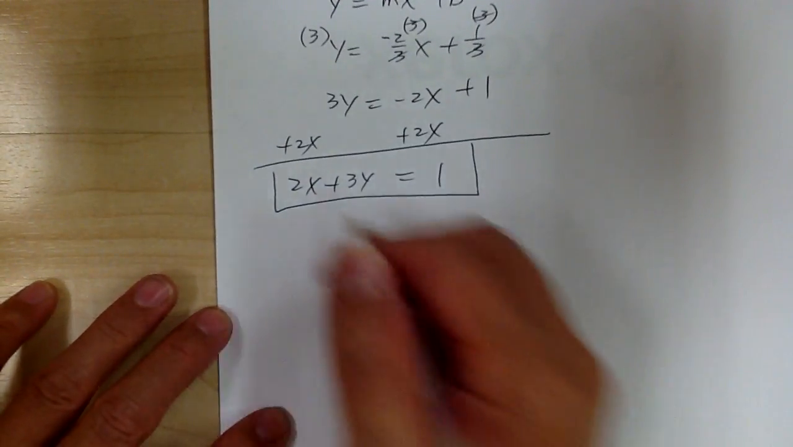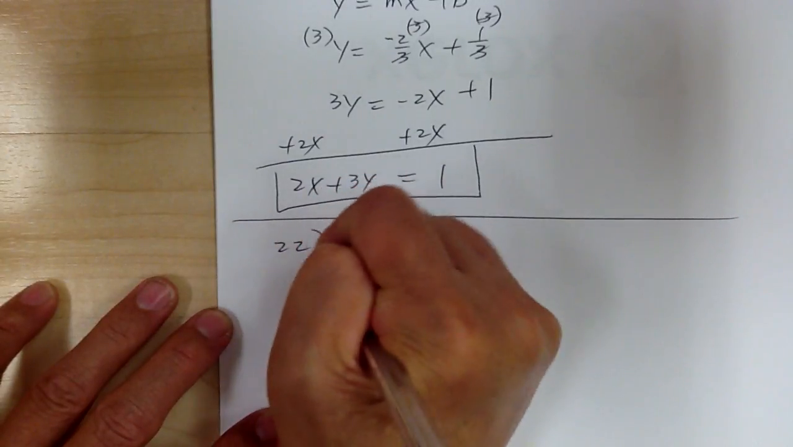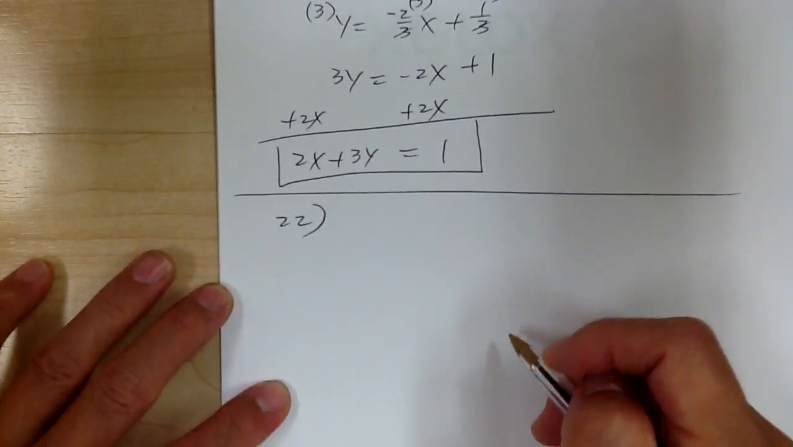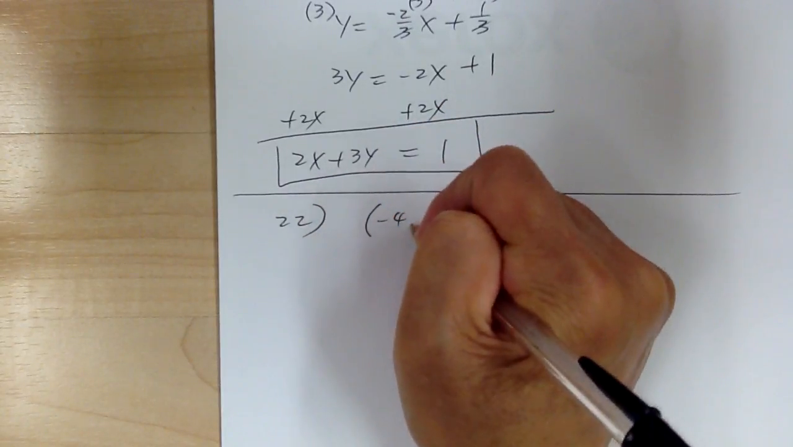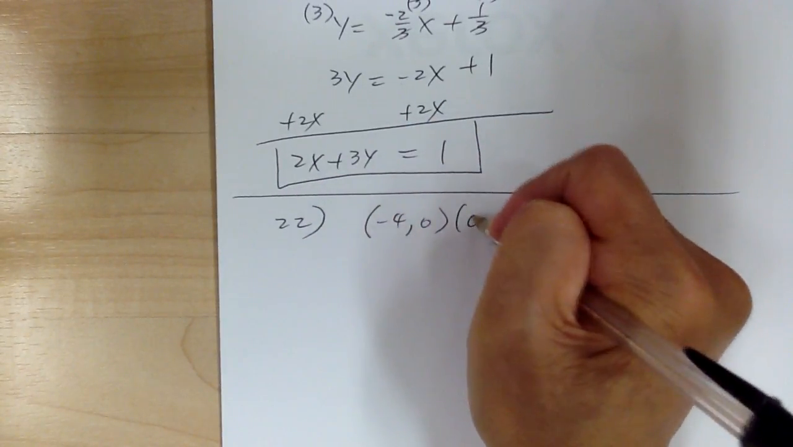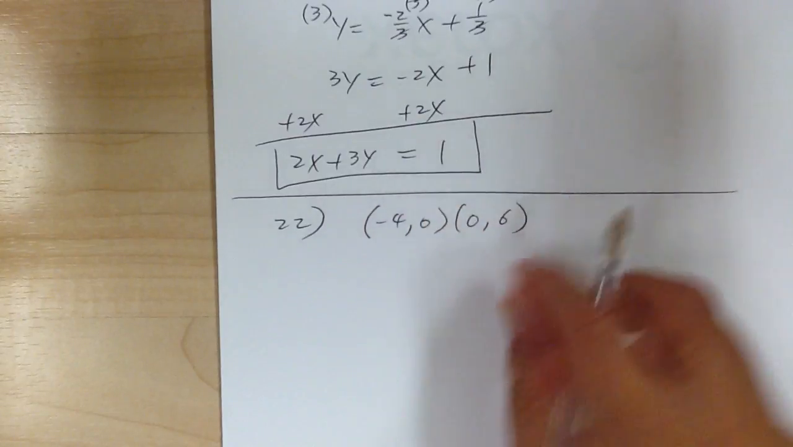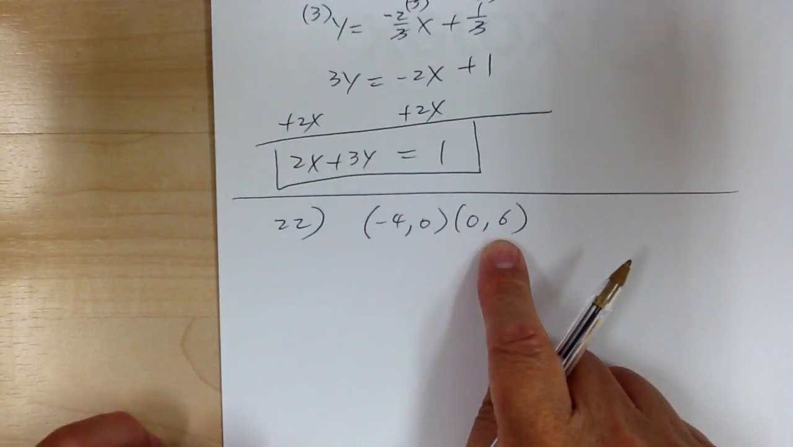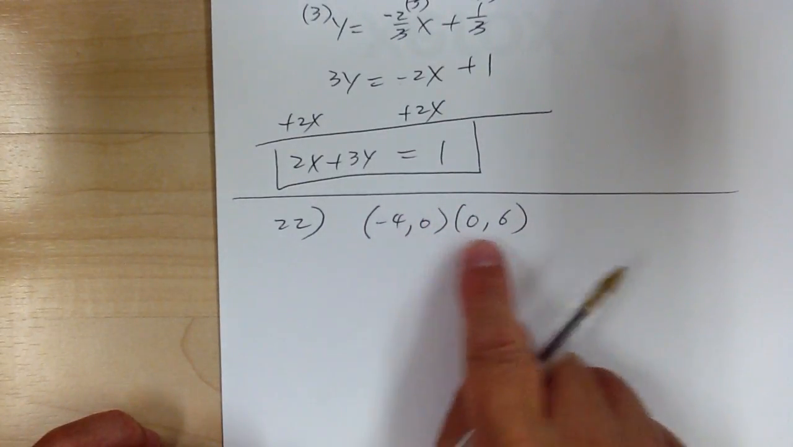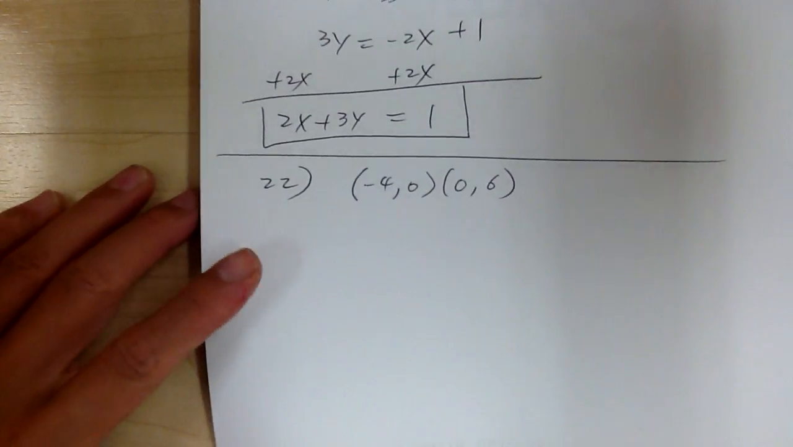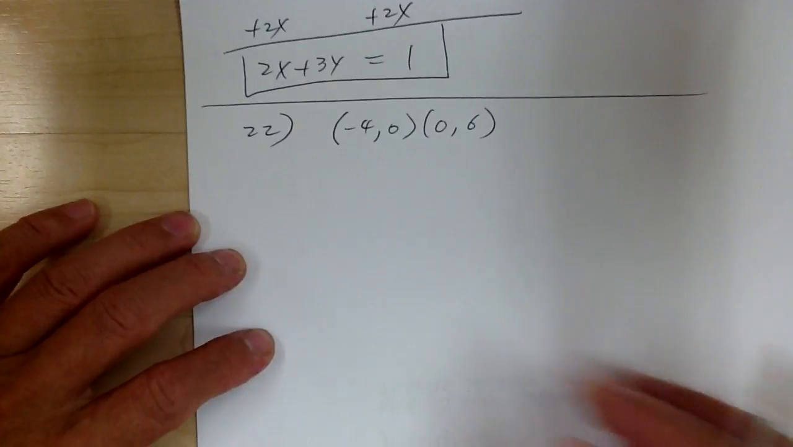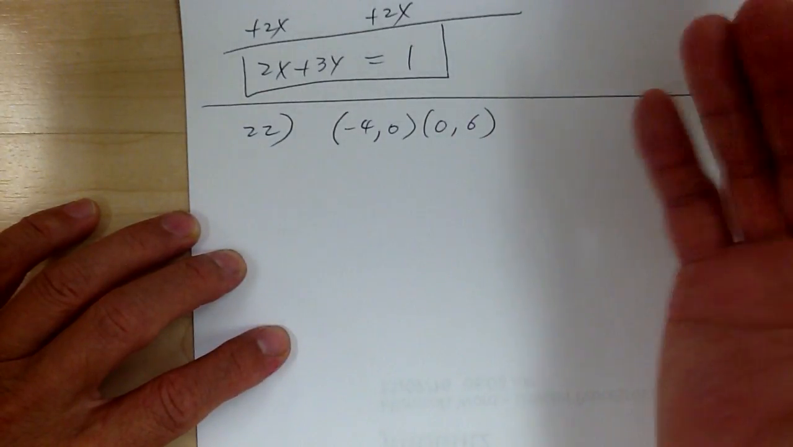Okay, let's go to number 22. Number 22, you are given (-4, 0) and (0, 6). Now, this is a point, this is a point. So there's a form called point-point form, or two-points form, but it's kind of harder to memorize. So the best thing to do is just go ahead and separate into two parts.